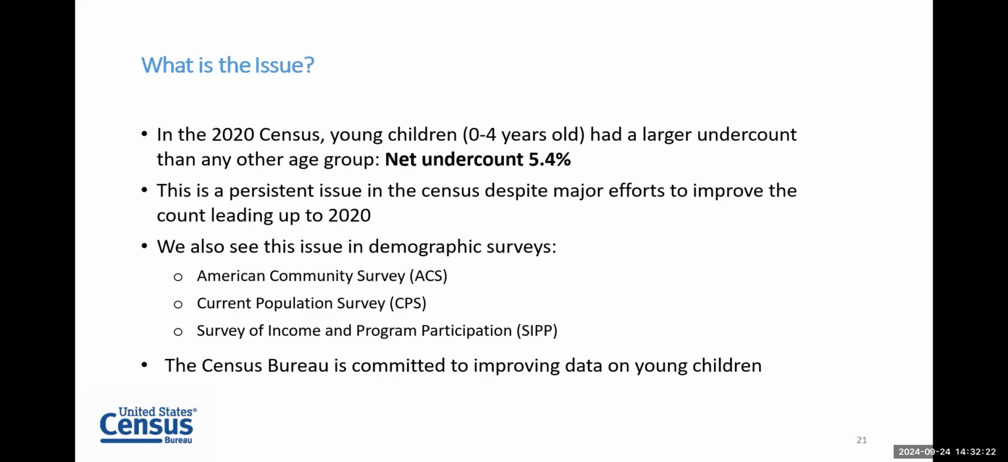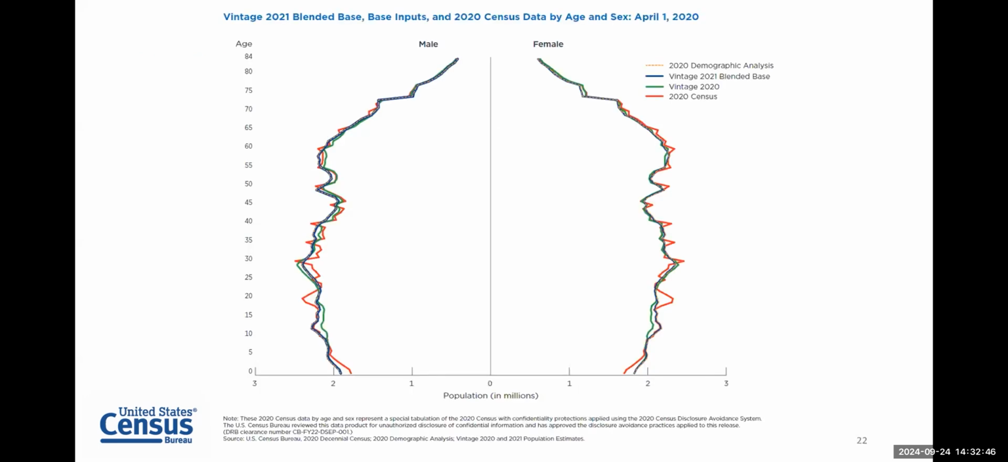It's not just in the census, but we also see it in demographic surveys. We've done work showing that the American Community Survey, the Current Population Survey, and the Survey of Income and Program Participation have lower coverage rates for young children than other age groups. So this is something the Census Bureau is really committed to trying to improve, not only the coverage in the census and surveys, but also the data products that we have for young children.